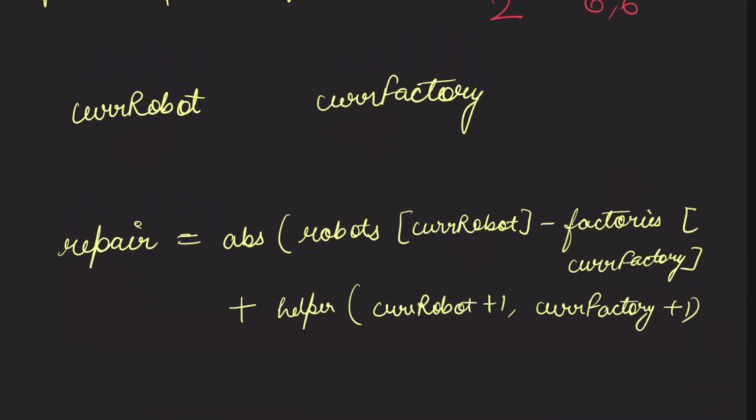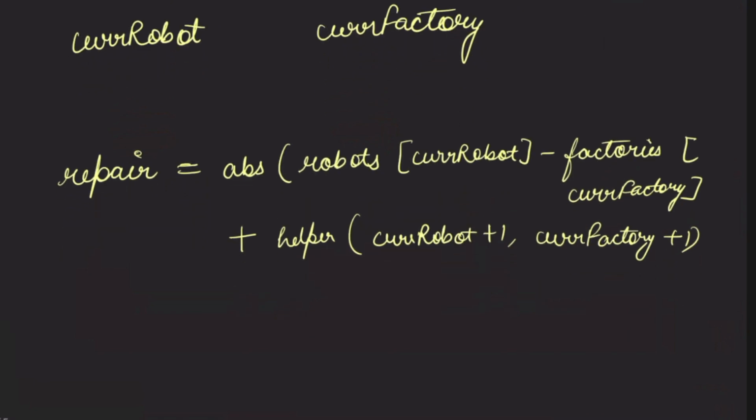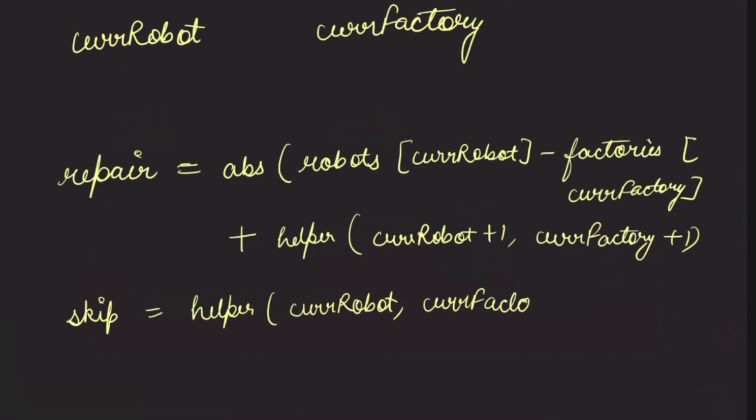Now the next case is that we are not repairing this robot with this factory, we are skipping it, right? So in that case, you will do skip equals to, now since we are not repairing it, we do not have to find out the distance between the robot and the factory, right? So we will simply call the recursive function again. Inside this, we are not repairing the robot, so current robot remains as is, but current factory becomes plus 1 because we are moving on to the next factory now, right? So these are the two recursive calls that we'll make.